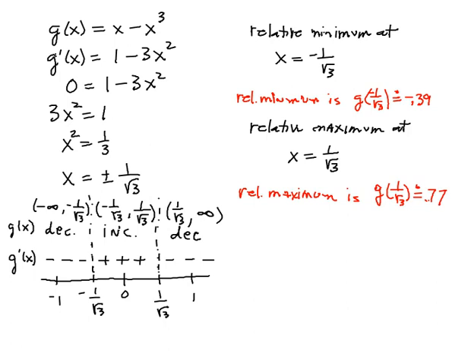So I have a function here that has a relative minimum occurring at x equal to minus 1 over the square root of 3, and a relative maximum occurring at 1 over the square root of 3. The function is decreasing until it gets to negative 1 over the square root of 3, then it begins to increase until it gets to 1 over the square root of 3, and then it decreases again and produces two extreme values.